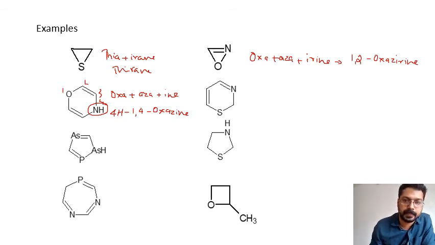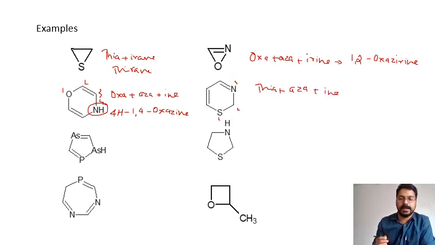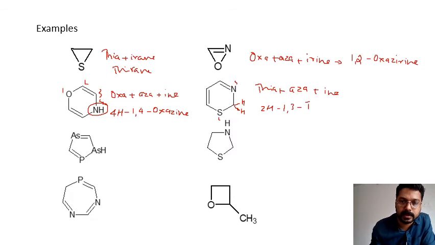And in this case, you can write the numbering: first 1, 2, 3. So it is thia plus aza plus the 6-membered ending, so it is thiazine. You can write the indicator hydrogen is in the second position, so it will be 2H-1,3-thiazine, thia plus aza.